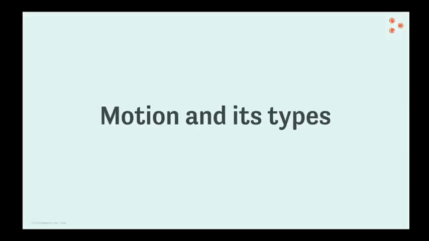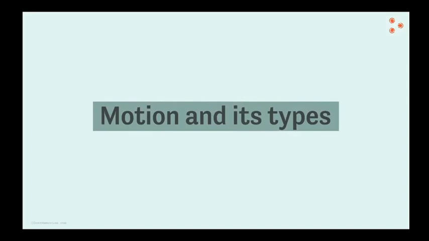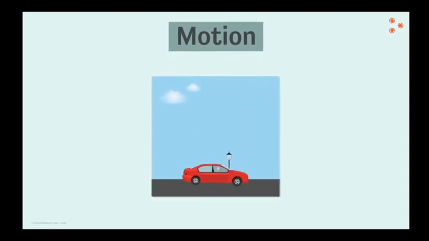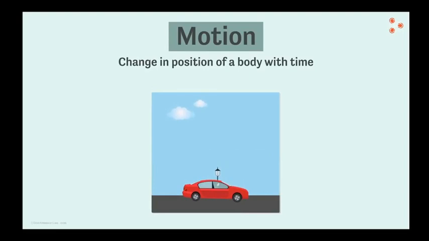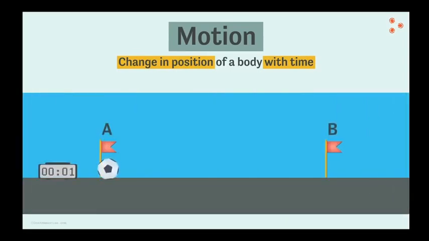In our earlier grades, we have studied motion and its types. Let's have a quick review. Let's start with motion. In simple words, if a body is moving, it's described as motion. That's all. In slightly more technical words, motion is defined as a change in the position of a body with time. For example, when an object is moving from point A to point B, it's changing its position with time. We saw that the time is also changing along with the position. So it is undergoing motion.